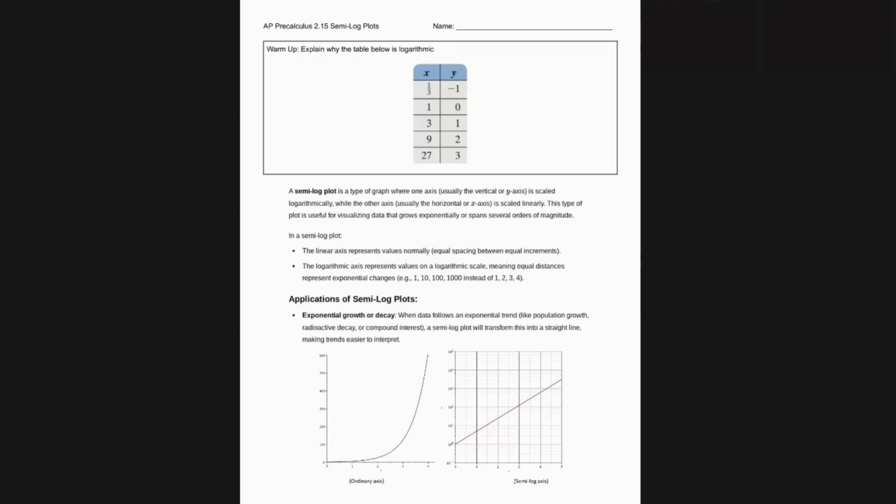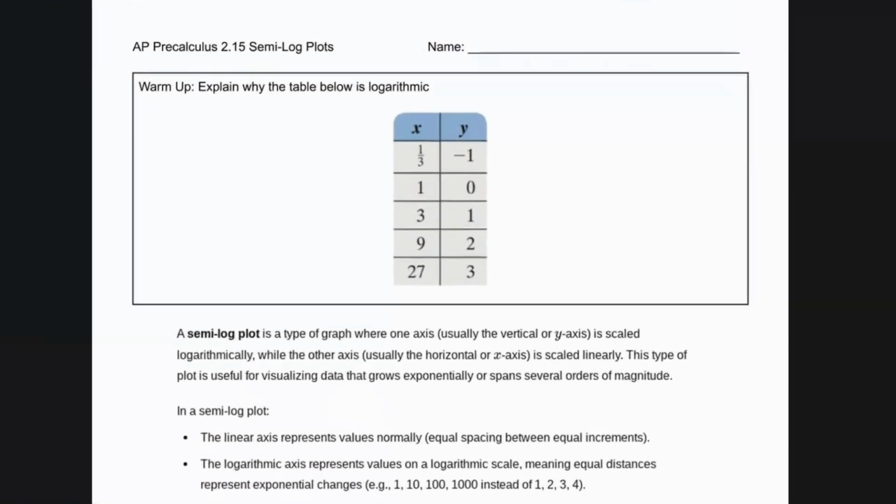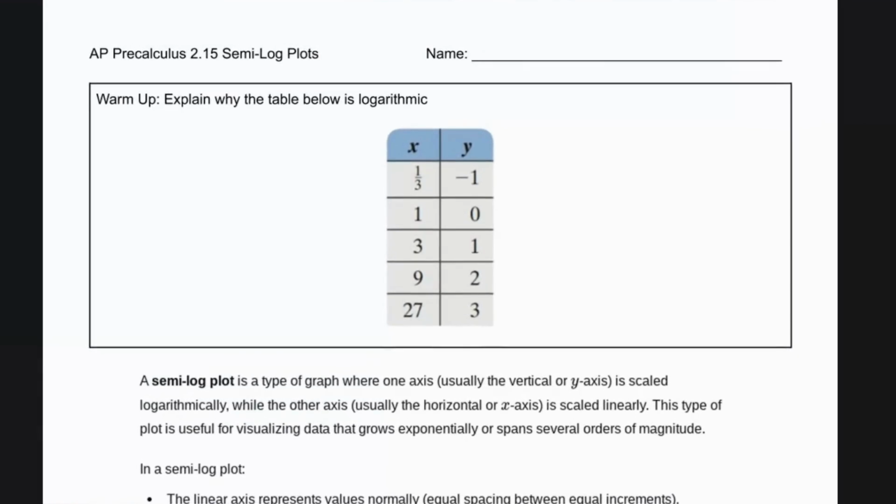Again, the last lesson of the unit. Thank goodness for that. Take a look at that chart. Explain why the table below is logarithmic. Well, as you can see, the y's go up by ones, whereas the x values seem to multiply by 3 every time. So since the x values increase exponentially and the y values increase linearly, that's what makes it logarithmic.